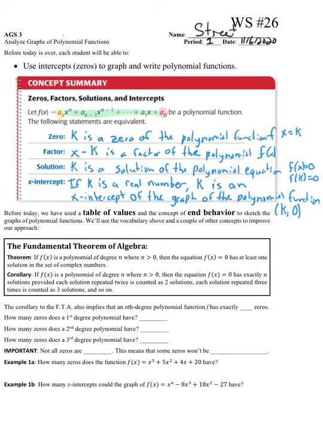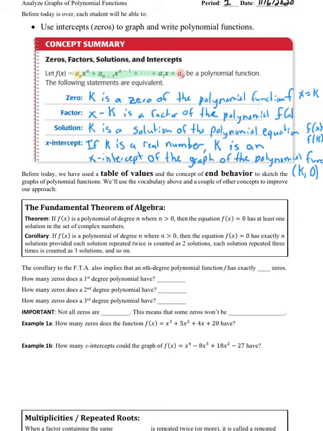Now, what we're talking about today specifically is the fundamental theorem of algebra, which I've hinted on a few times. It says, if f of x is a polynomial of degree n, where n is greater than 0, then the equation f of x equals 0, so we're finding zeros, has at least one solution in the set of complex numbers. All right. And then a corollary, which is building off of that. So if we accept that the theorem is true, there's a corollary that says we have a polynomial of degree n, and it has exactly n solutions, provided that each solution repeated twice is counted as 2 solutions, each solution repeated 3 times is counted as 3 solutions, and so on.